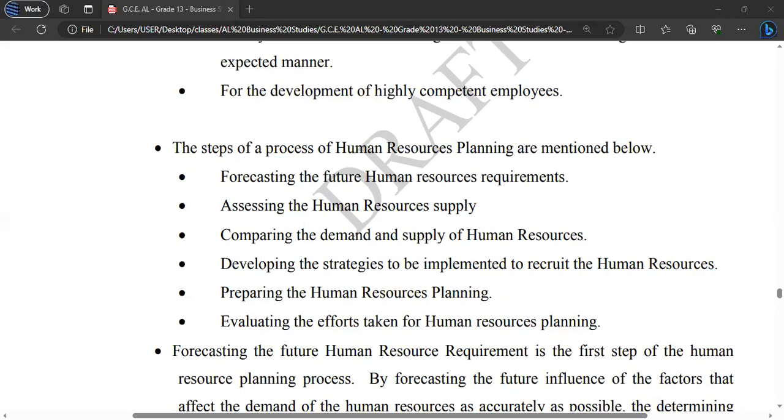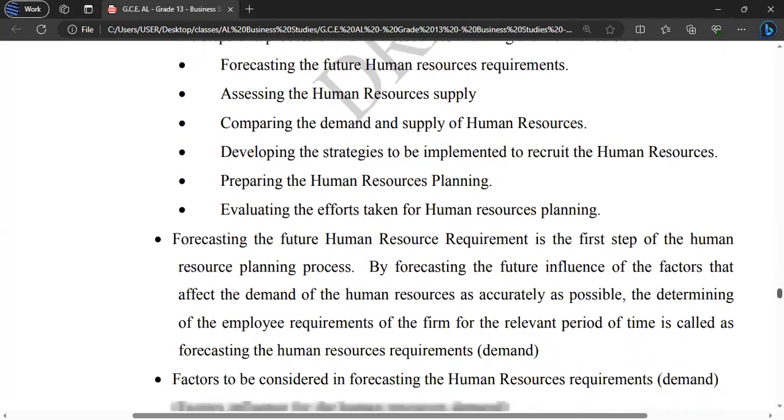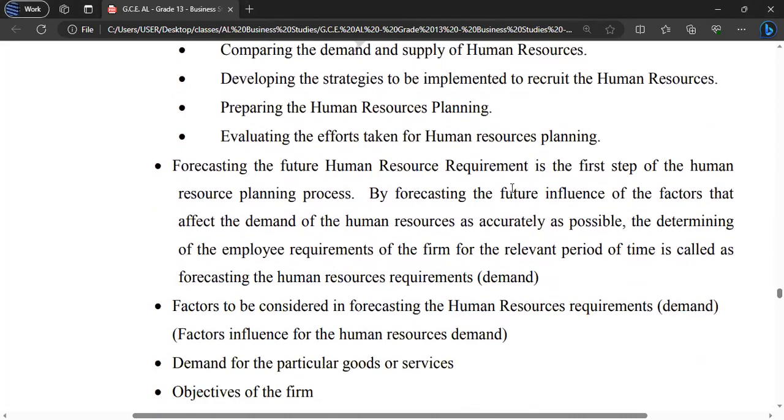So forecasting the future human resource requirement is the first step, right? Forecasting the future human resource requirement is the first step of the human resource planning process. By forecasting the future influence of the factors that affect the demand for human resources as accurately as possible, determining the employee requirements of the firm for the determined period of time is called forecasting the human resource requirements, which is called the demand.